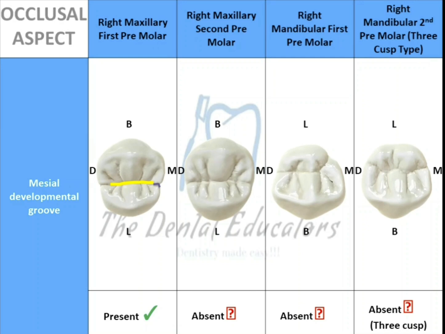Though rarely, in some cases a few developmental grooves crossing the marginal ridges are observed for the maxillary second premolars, mandibular first premolars and mandibular second premolars, but they are not regarded as the mesial developmental groove. This groove is only evident on the maxillary first premolars.